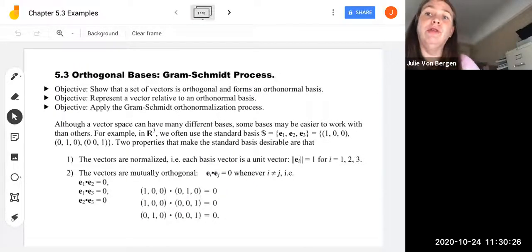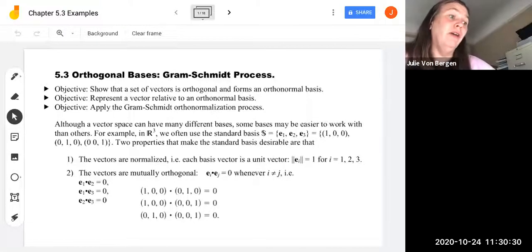So this idea of orthonormalization, that is when we have vectors that are orthogonal, and then if each vector is also a unit vector, that's what's known as being orthonormal. So that's what we're going to take a look at here in this first video.